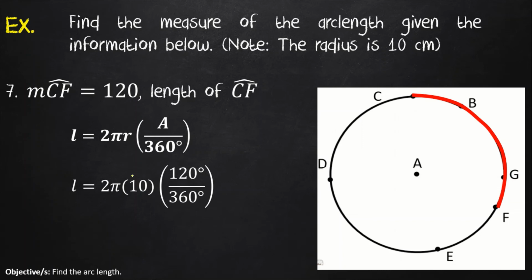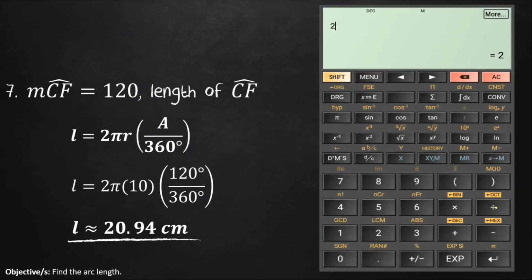So, i-substitute lang natin dun sa ating formula. We have 2 times pi times 10 times 120 over 360. Then, after computing these values, ang lalabas na arc length is 20.94 centimeters. Now, check natin using our calculator.